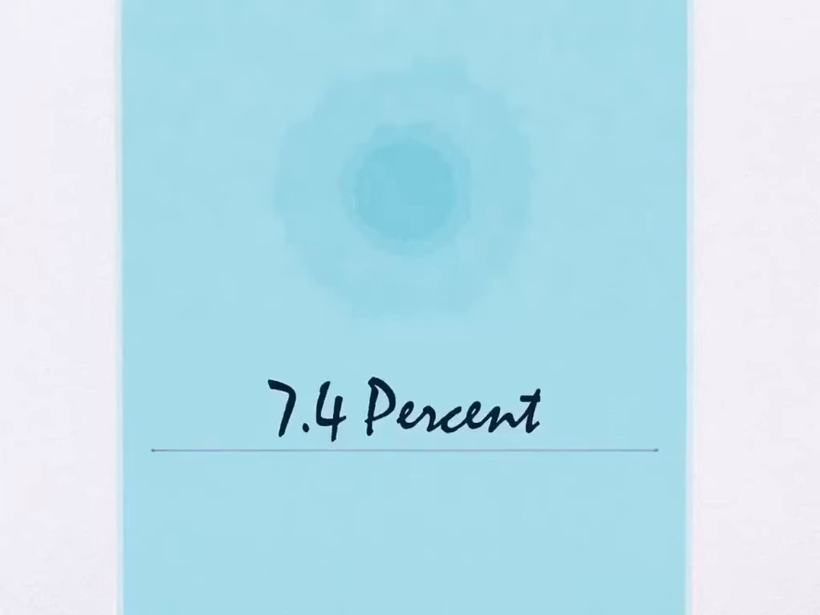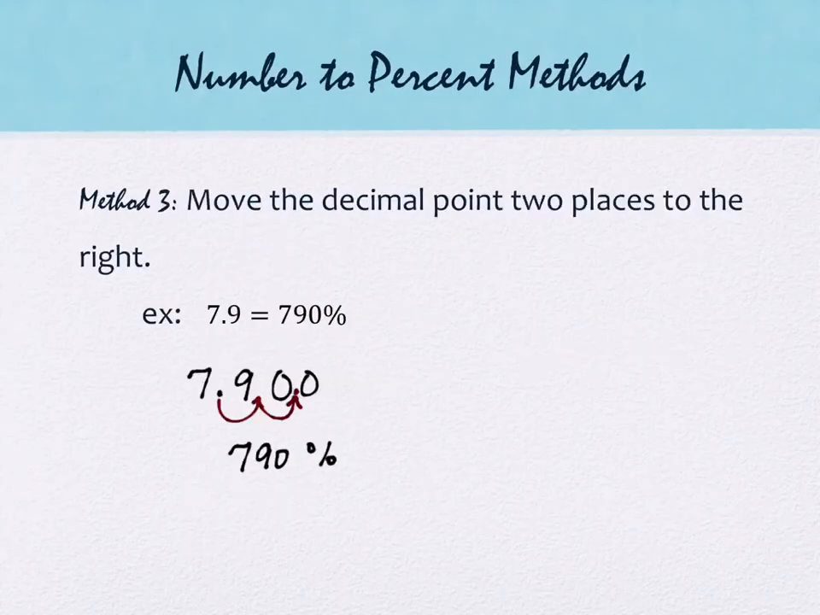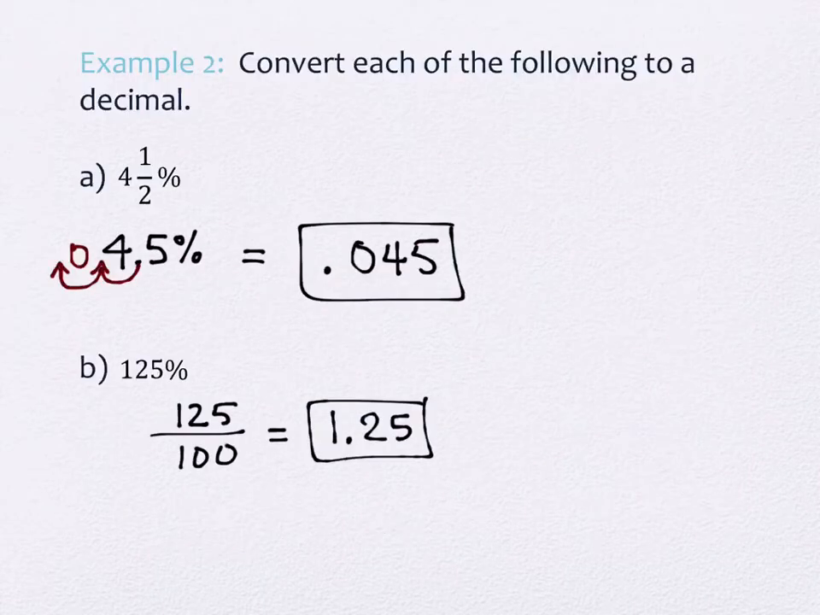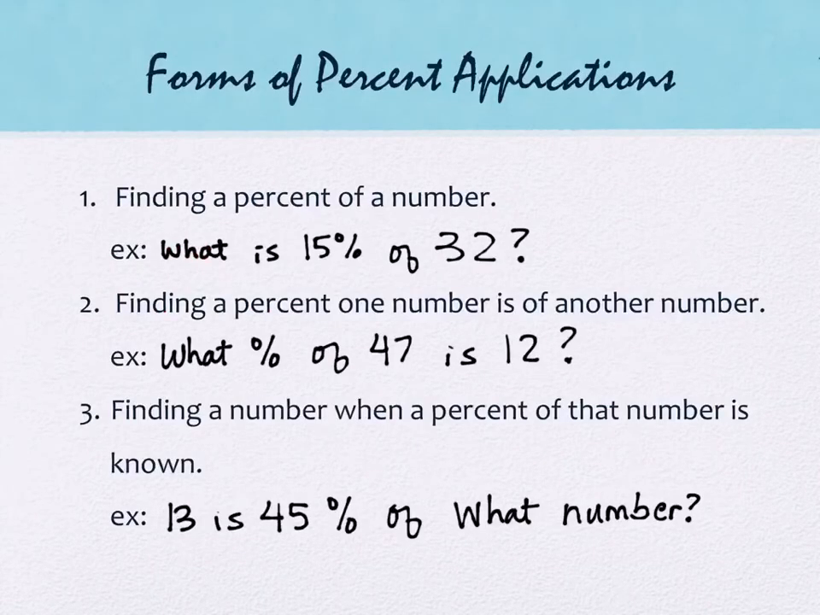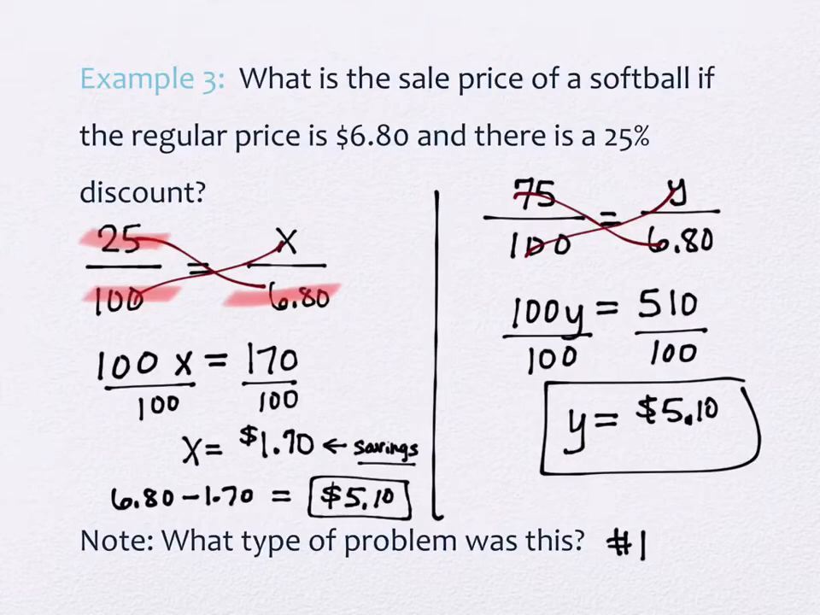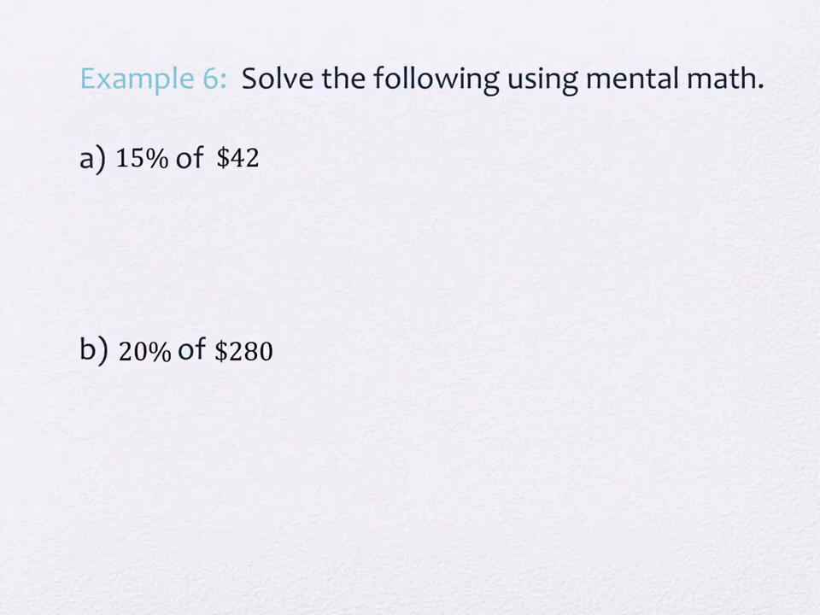Okay, we started section 7.4 last time, and we had taken a look at 3 different types of percent problems and how they can be structured. These are our 3 different types, and we had done some examples of those. So that's where we left off last time. What we're going to do next is take a look at a few other things about percent. Example number 6 talks about using mental math.